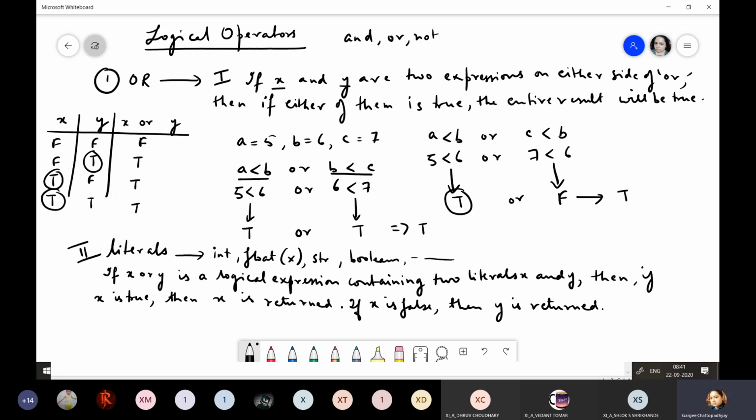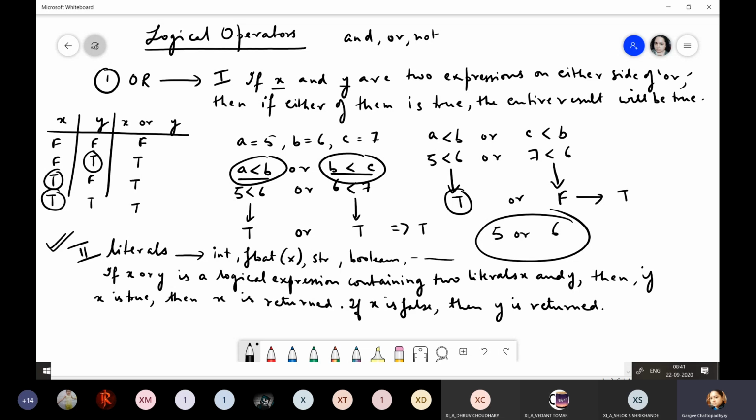So please note this rule down in your copy. If x or y is a logical expression containing two literals, x or y. Now x and y are not expressions like these. They are simply literals, that is 5 or 6.